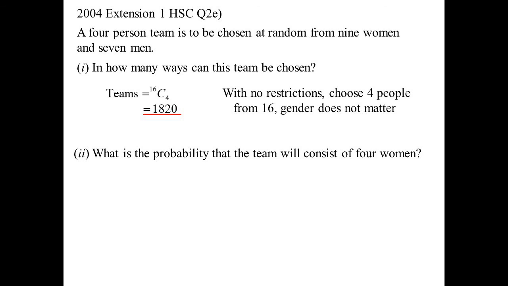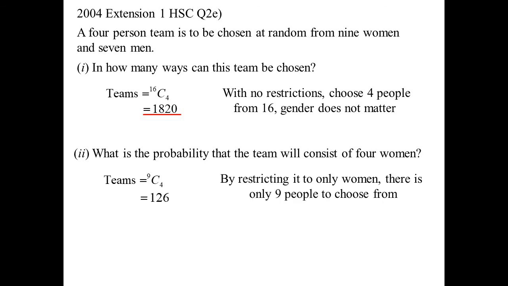Second part. Well then, what's the probability that the team consists of 4 women? I think it's very similar to our other example. Well now, we're only choosing from the 9. So 9C4, then the probability then, how many ways can it happen? 126 over total number of possibilities, 1,820, 9 and 130.